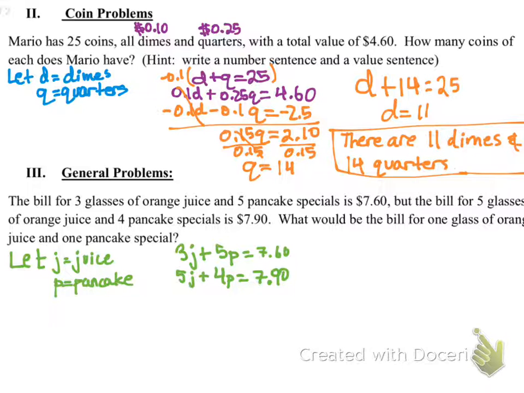But I want you to, again, pause the video, take a couple minutes, solve this problem, and be careful of what the question is asking. It's asking what the total price would be for 1 orange juice and 1 pancake special. So go ahead and do that.